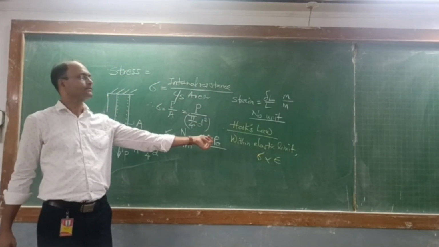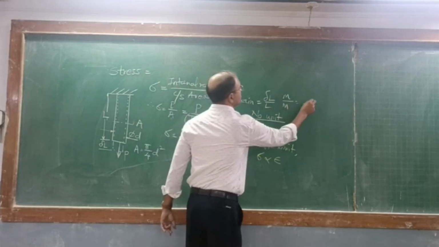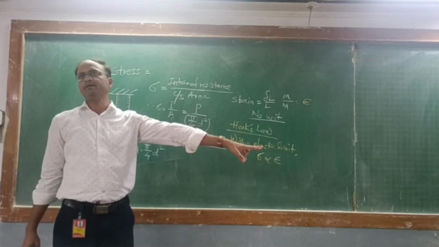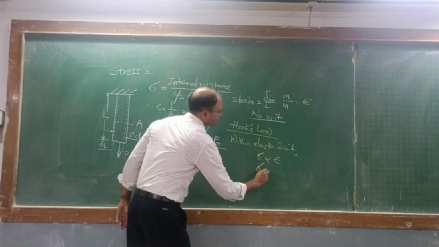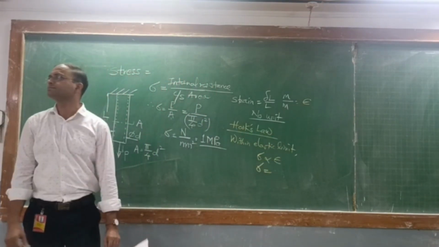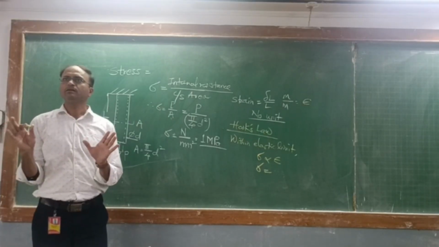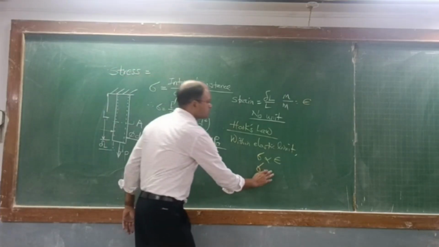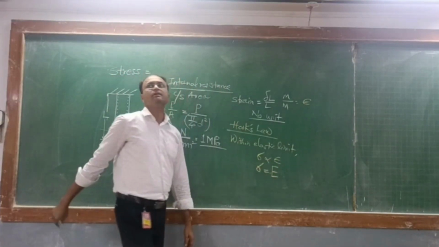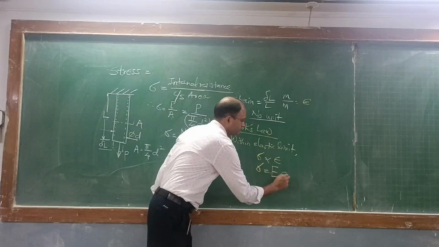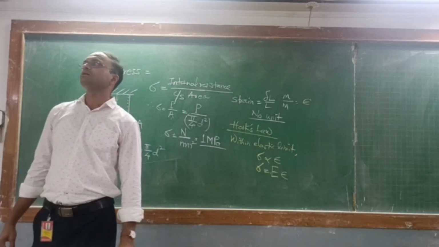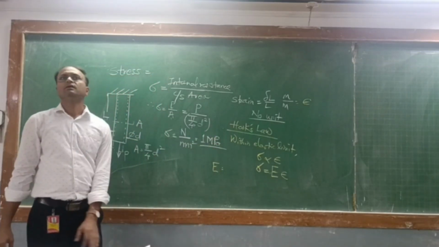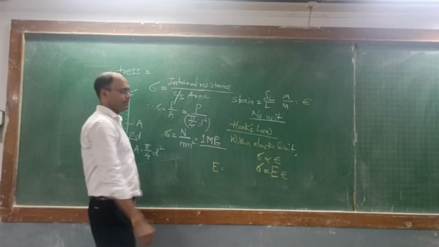What is the notation of strain? Epsilon. Here epsilon is the notation of strain. So stress is directly proportional to strain. Now if we introduce an equality sign, there should be some constant. Whenever we replace the proportionality sign by an equality sign, that constant we denote by capital E, into epsilon, where capital E is modulus of elasticity.